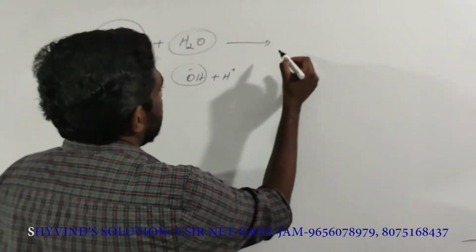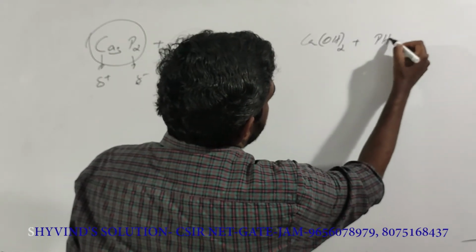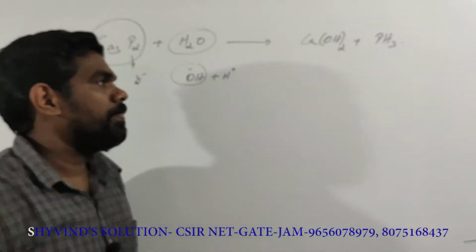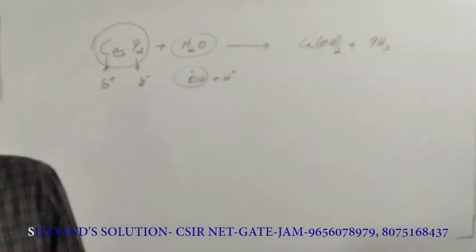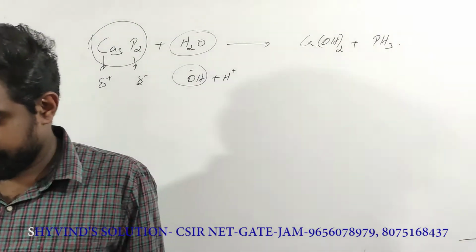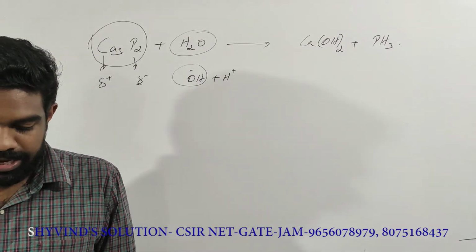So what is the product? Ca(OH)2 plus PH3. So the answer will be phosphine, PH3. So the answer is option A, phosphine.